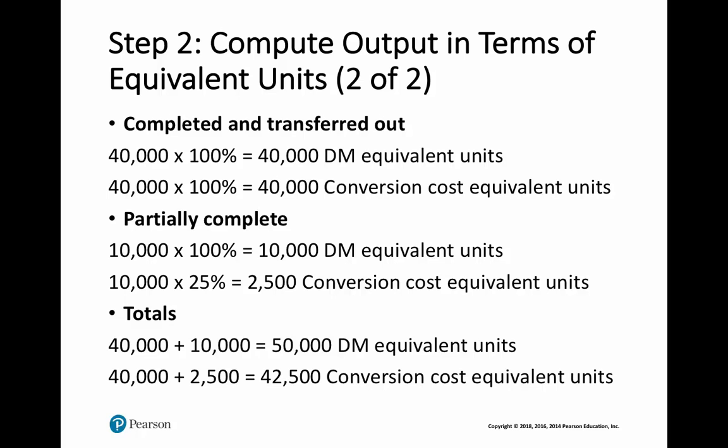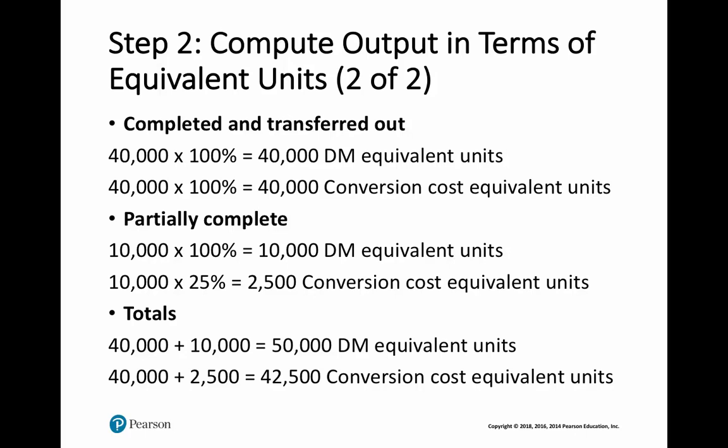All right, then we go through and add up our two numbers, the 40,000 from the completed plus the 10,000 for the partially completed for direct materials, and then the 40,000 completed plus the 2,500 for our conversion, and that gives us our two answers.